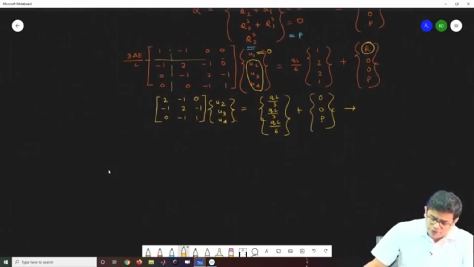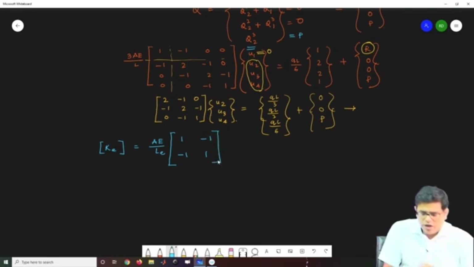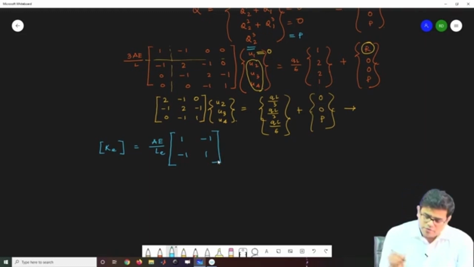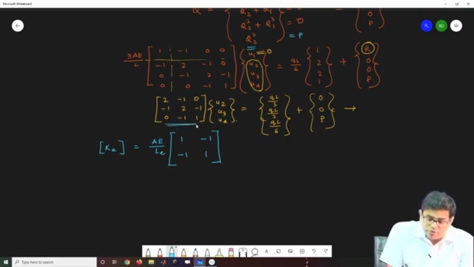Now I just wanted to tell you one more thing: if you look at the element stiffness matrix, that is Ke. So what was the element stiffness matrix? That is Ae by Le times [1 -1; -1 1]. If you find out this stiffness matrix, it is a singular stiffness matrix. Why is it singular? Because if you compute the determinant, the determinant is 0. So naturally this matrix cannot be inverted, but this matrix is invertible.